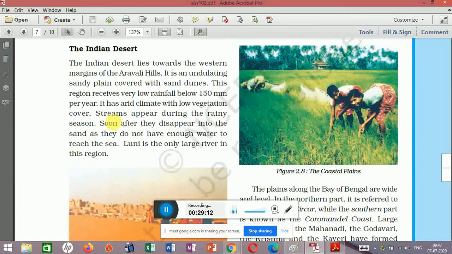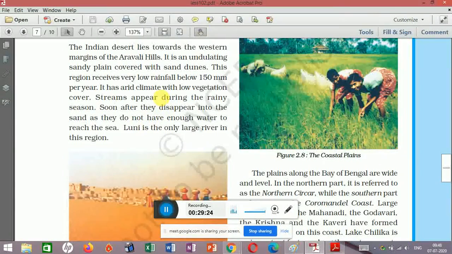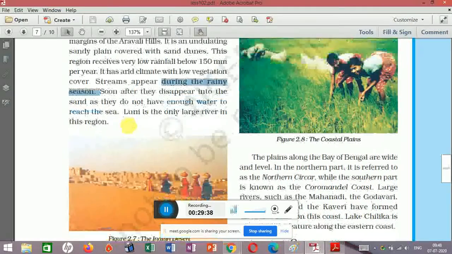Streams appear during the rainy season, that means the rivers are not perennial, they are seasonal rivers, and appear during the rainy season only. When there is rainfall, there will be water in the river valley, and when there is no rainfall, then no water in the river valley. That means seasonal. And the Luni is the only large river in this region. The largest river in Rajasthan is the Luni river.